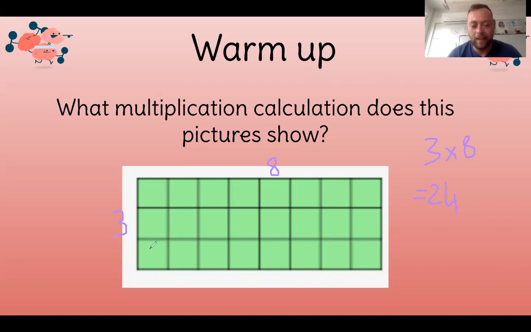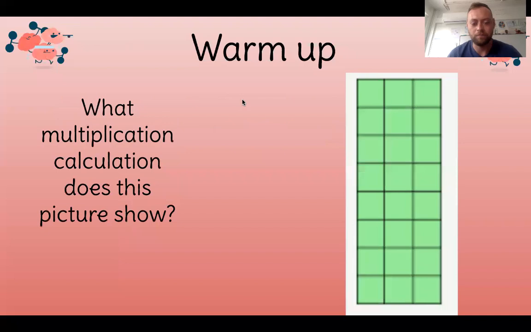Super well done if you got it the right way round. Remember, we count down and then we count across. This one is down, this one is across. Okay, I want you to really try and remember that when we come to arrays. Check out this one. What does this show? It's different because it looks different. So what does it show?